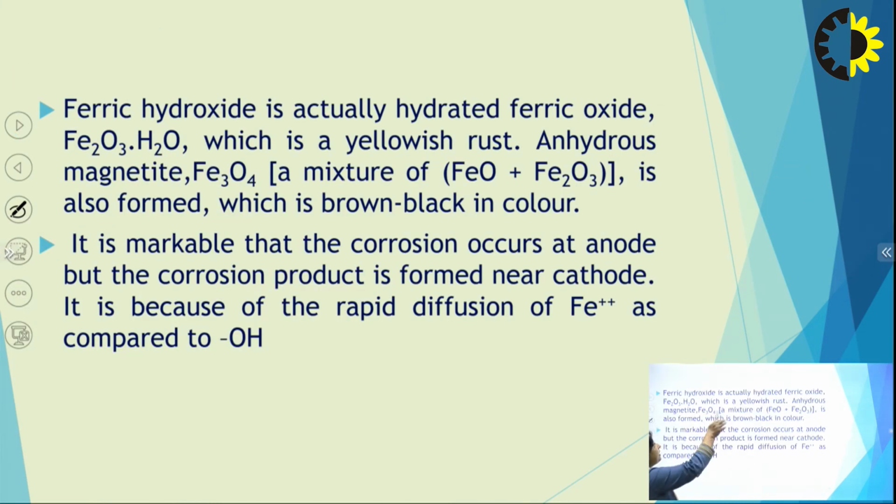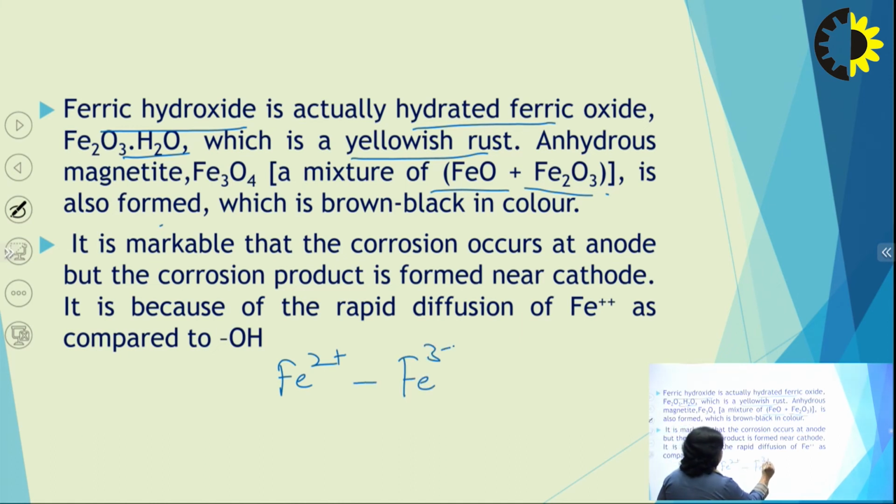So, further, if oxygen is in abundance, what will happen? Ferric hydroxide is actually hydrated ferric oxide, which is in combination with water, and which is the yellowish rust we see. This mixture of FeO and Fe2O3 is also formed. The reaction occurs in nature, so we cannot say that only Fe2+ will form. It may be that Fe3+ can also form, depending on the availability of oxygen, depending on the chances of removal of electrons.